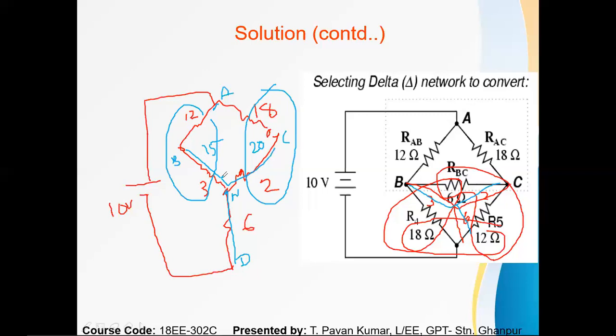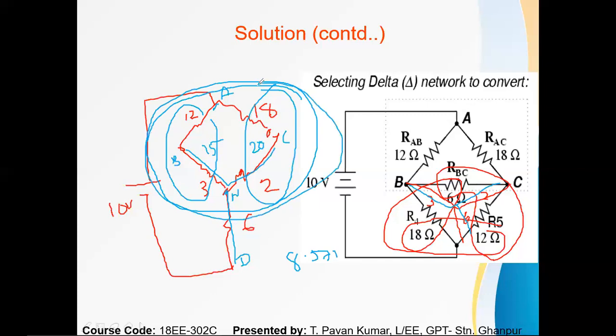Then it will be 15 into 20 divided by 15 plus 20, which is 8.571. The entire network between these two is 8.571, right? About this, the resistance between A and N, I will repeat, is 8.57. Now again, I'm going to redraw the circuit.